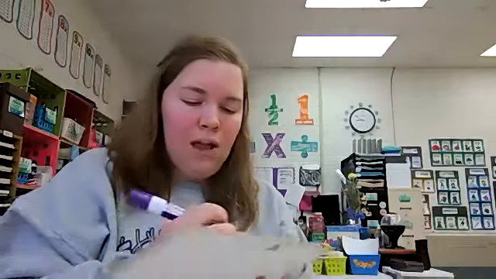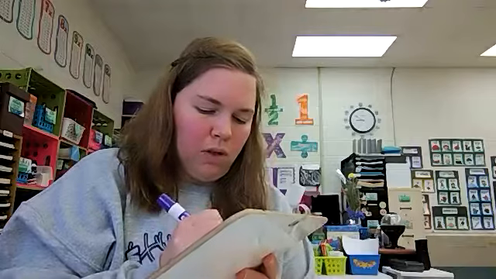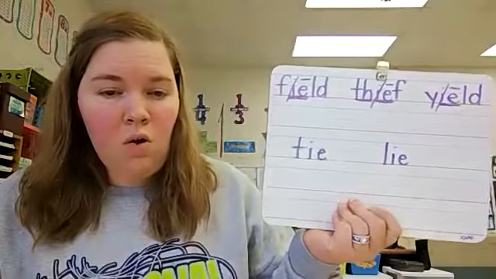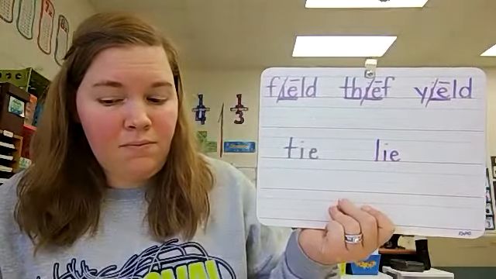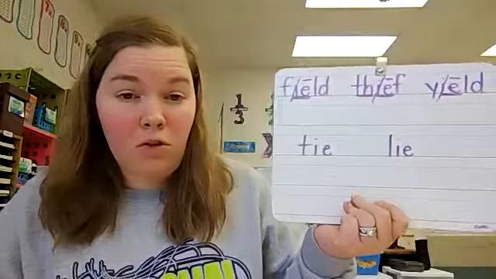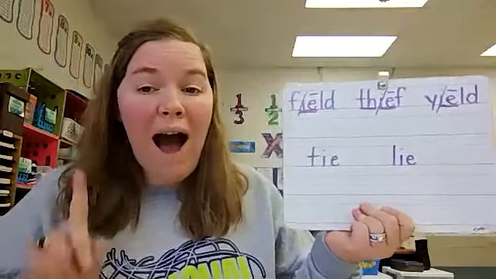Now, let's echo these words and listen to the sound in the final position. So at the end of the word, tie, lie. What sound do you hear at the end of tie and lie? The I sound, right? Let's look at these words on my board. Let me write them really quickly. So we heard the I sound. There are two letters making the I sound. Which two letters are making the I sound? IE, right. Digraph IE makes two sounds. It can say E or I.